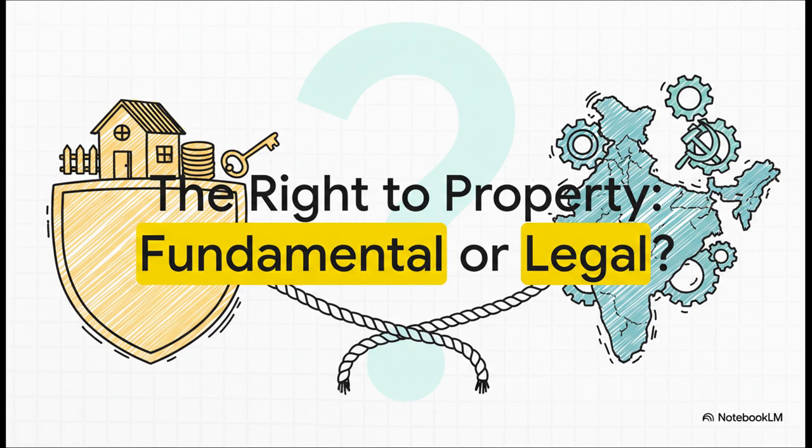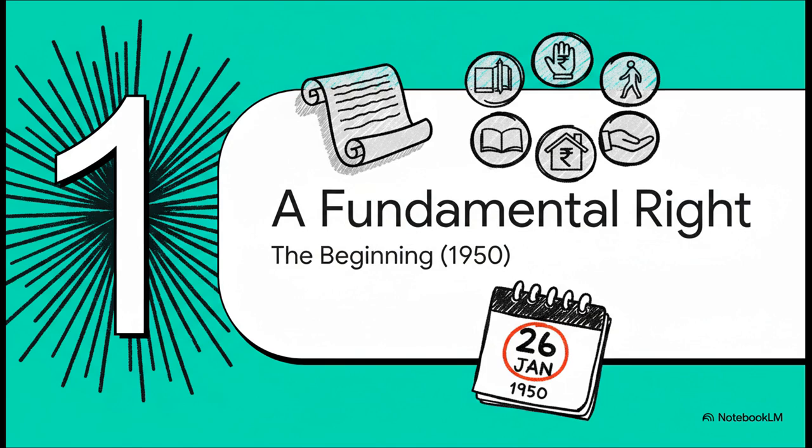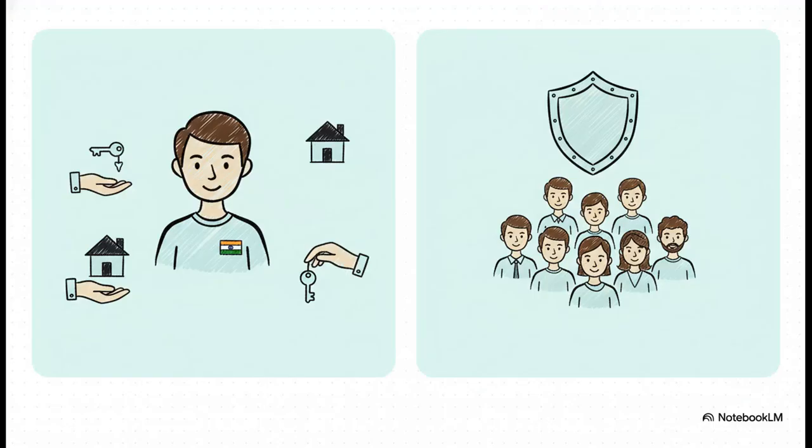This isn't just some dusty legal history, you guys. It's a fascinating story of a constitutional tug-of-war. Okay, so let's rewind the clock. Back when the Constitution was first adopted on January 26, 1950, the right to property wasn't just some minor clause. No way. It was one of the original 7 fundamental rights.